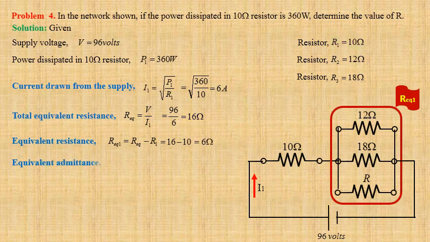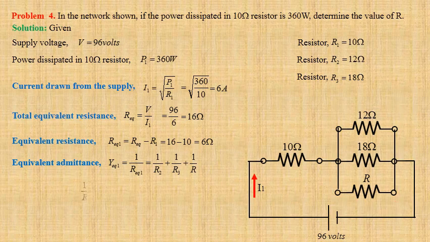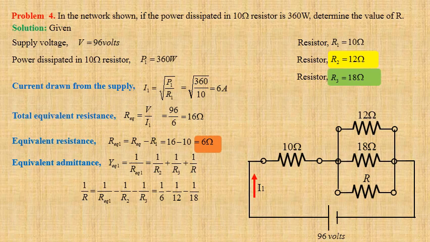Equivalent admittance YEQ1 equals 1 upon REQ1, that is equal to 1 upon R2 plus 1 upon R3 plus 1 upon R. Therefore, 1 upon R equals 1 upon REQ1 minus 1 upon R2 minus 1 upon R3. Using values we get 1 upon 6 minus 1 upon 12 minus 1 upon 18, that gives us 1 upon 36 mho. Therefore, unknown resistor R equals 36 ohm.